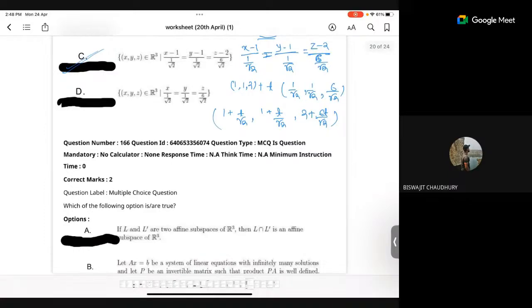Can you think about that? L and L dash, one is an affine transformation of the other, right? Then L intersection L dash means equal to L plus some vector. Yeah, L plus some vector, right. Then the intersection is that vector we added. Okay. So now just think about this one.